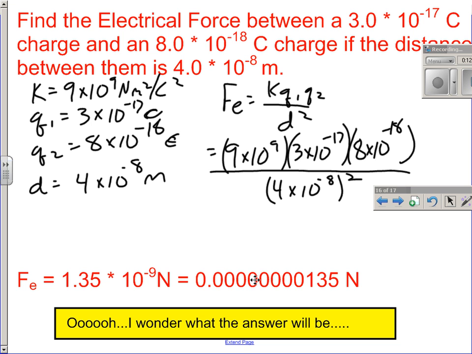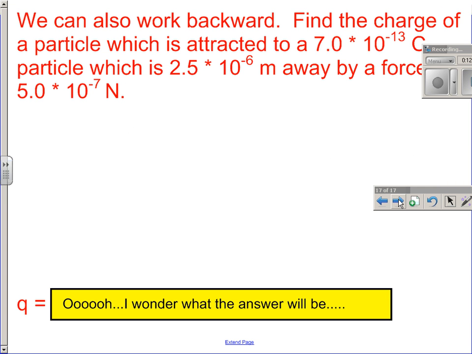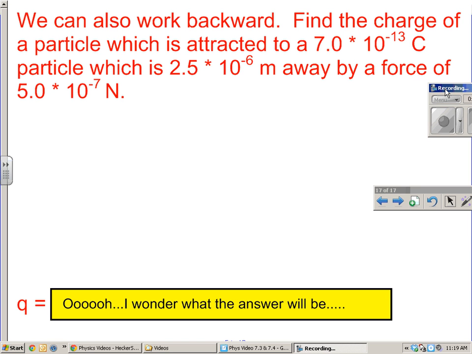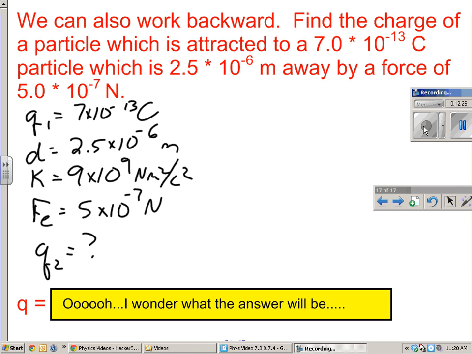Okay, so next example, we can go backwards. In the last video, in the gravity video, we worked and solved for the distance. So this time I thought we'd do one where we find the charge, which would be like finding mass in the other one. So pause it, write down what you know, see if you can solve for the charge of the other particle. So there's what we know. Write out your equation and plug in your numbers.